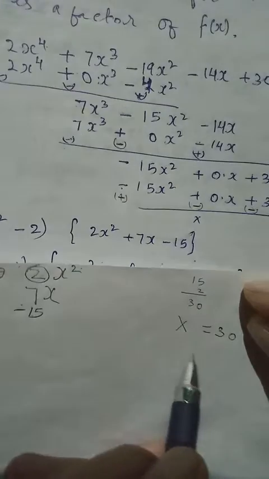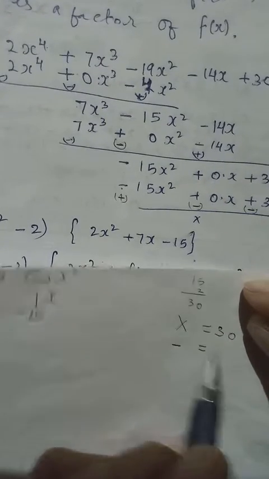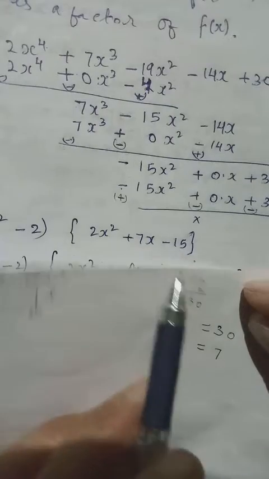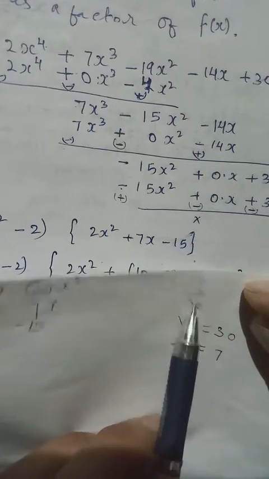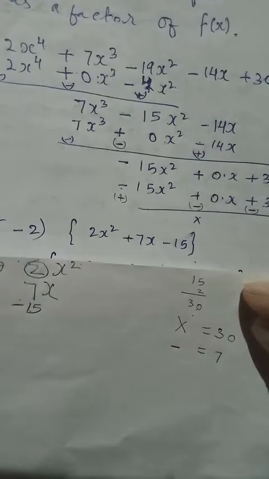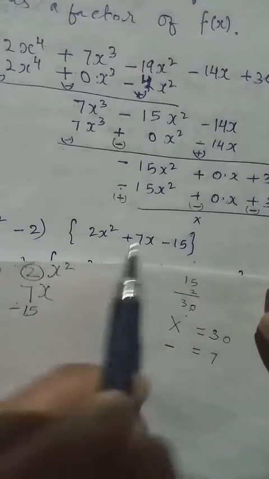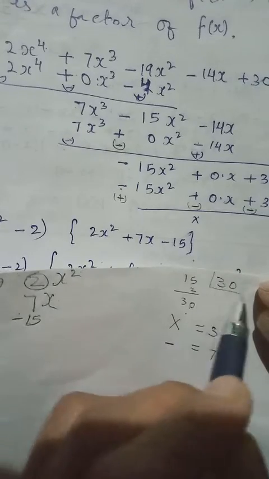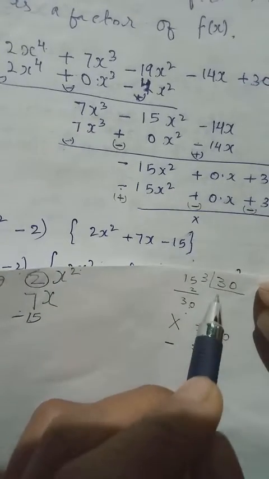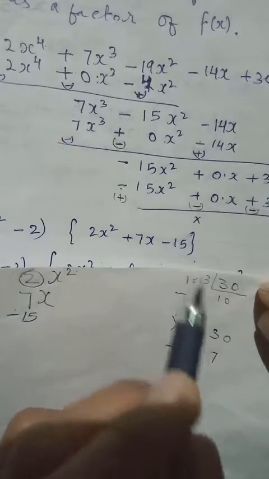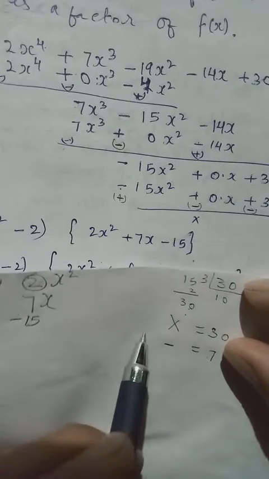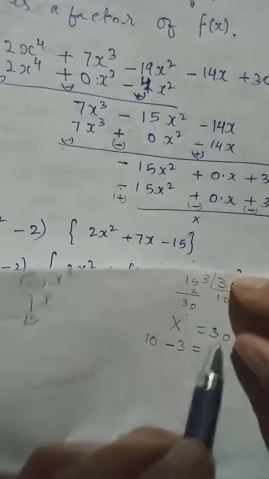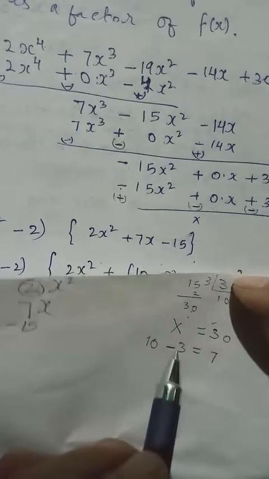And here we have the sign minus. If we subtract them, we will get 7. So what will be those two numbers? 15 into 2, we get 30. But 15 minus 2, it will be 13. So it will not be. Let's find out the other number. We take 30. We can divide by 3, 3 into 10, 30, 10 minus 3 will be 7. So those two numbers which we need to split, they are 10 and 3 because they satisfied both multiply and minus.